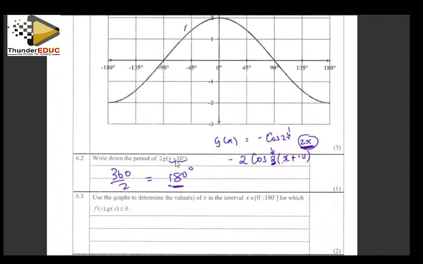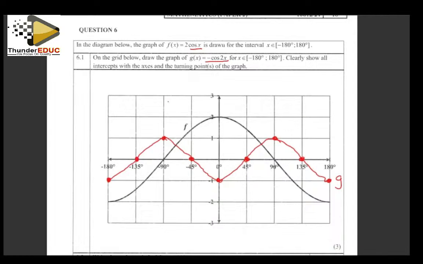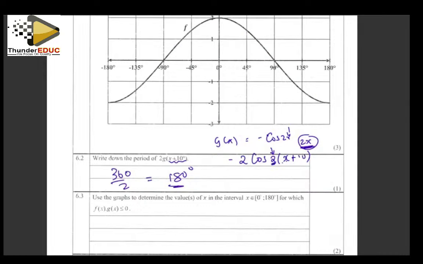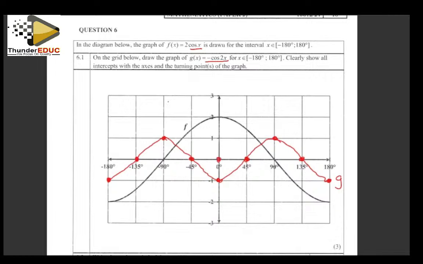Alternatively, what we can see is that we have two graphs of cos in this interval of 360. So after 180, we have one graph of cos. The rest is just a shift. Then 6.3. Use the graph to determine the values of x in this interval between 0 to 180, where f of x, g of x is less than 0. Okay, between 0 up to 180.